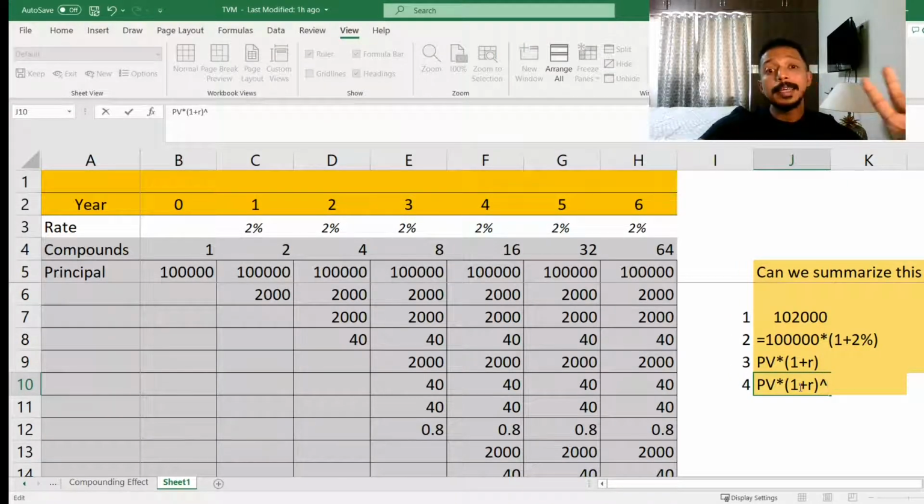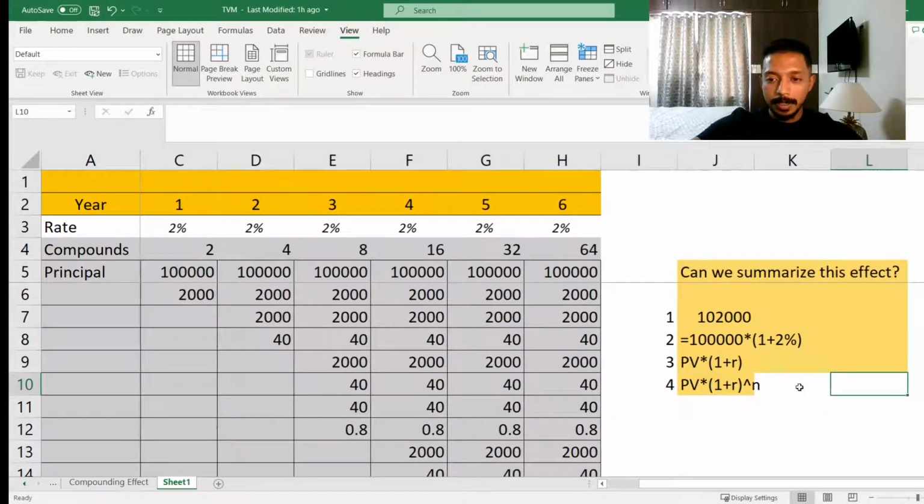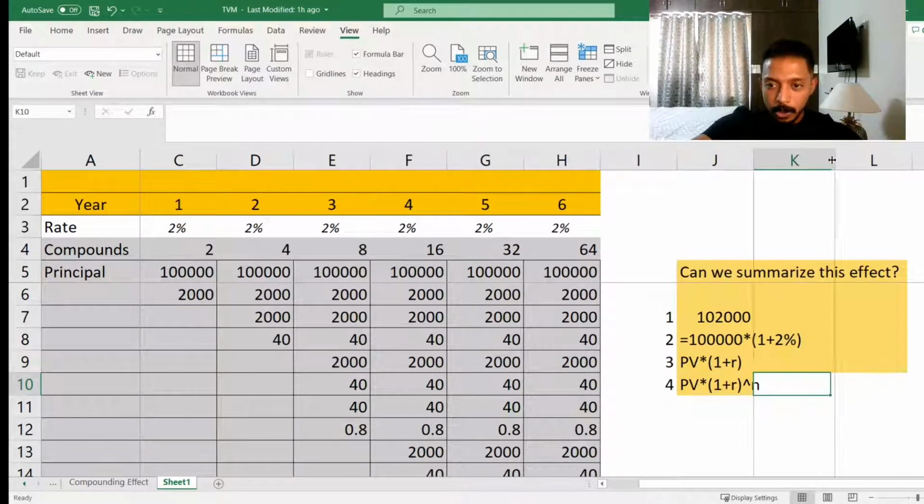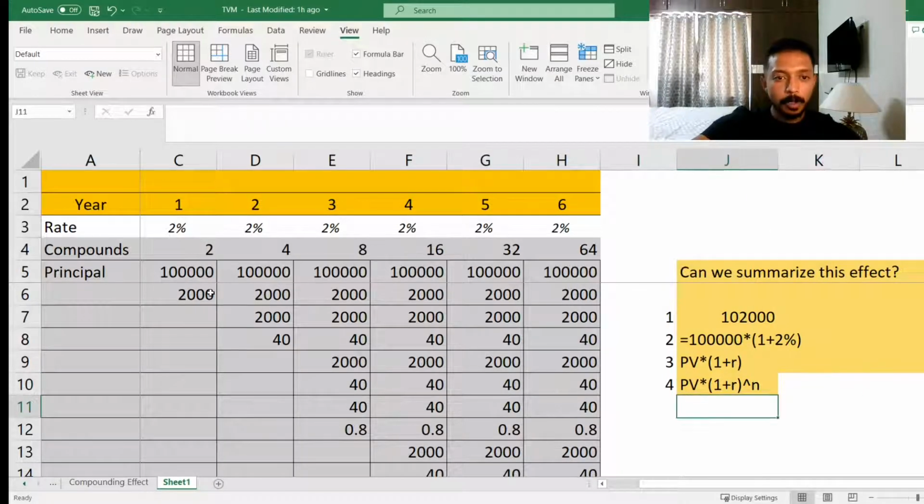So if it's happening 3 times, that means from 0 to 3, if you want to calculate, it will just be raised to 3. If it is happening for 4 times, then it is 4. If it is happening for 5 times, it is 5. If it's happening for 6 times, it is 6, right? Or in formula terms, you would write it as n, right? So what you just did is, you created a future value formula from observing what compounding is doing, right?